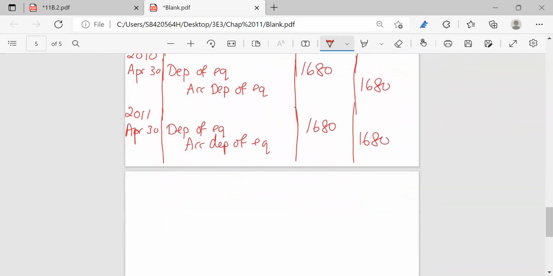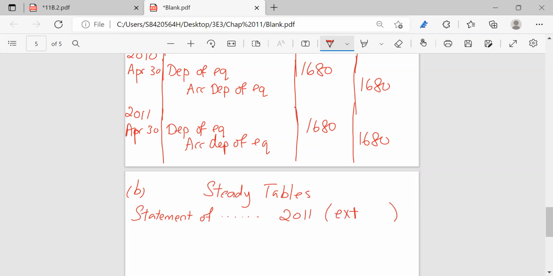I'm just going to move down. You have to write your business name on top. So write Steady Tables. Then copy out the statement of financial performance, all the way until 30th April 2011. But bring the word extract to the back. Because you are doing an extract, you're not doing the entire thing. The title is copied from the question.